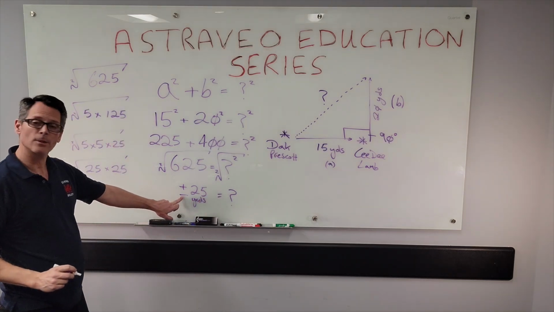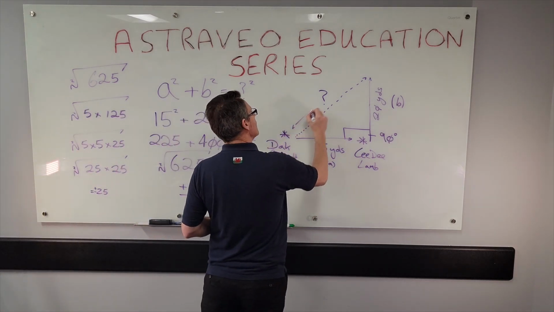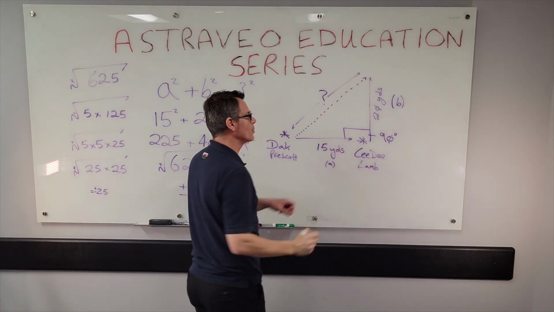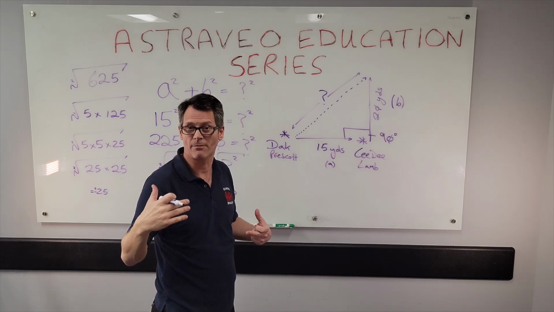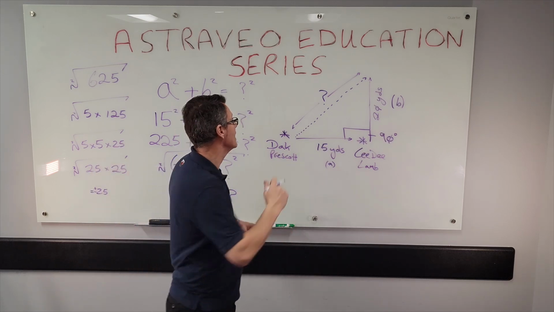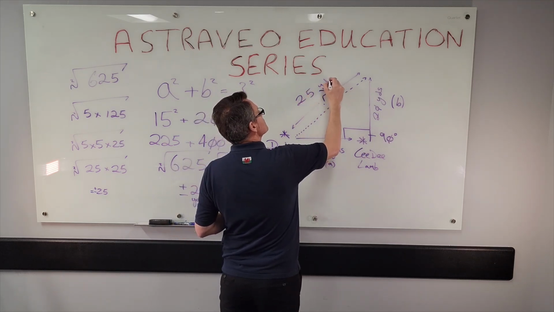Now again, we cannot have a negative distance in the real world. So this distance here that Dak has to throw the ball so that CD Lamb catches it and is able to make yards, make a first down or hopefully a touchdown, is 25 yards.